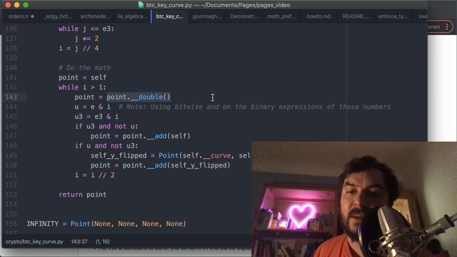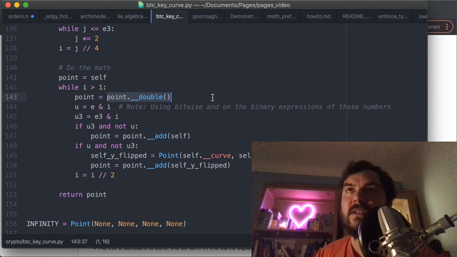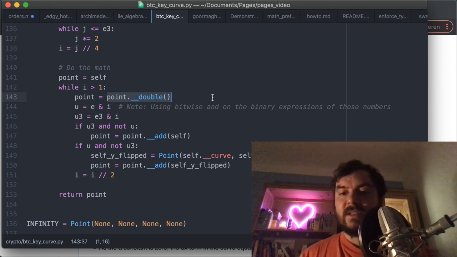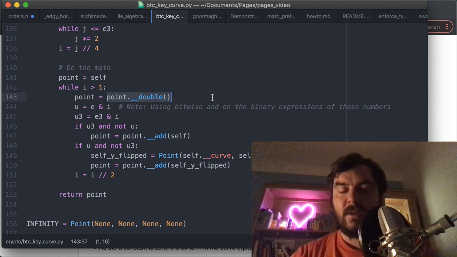So for example, if you pass the number 13, then it takes g and doubles it, 2g, then doubles it to 4g, then doubles it to 8g, and then it takes 8g and 4g, adds them together, gets 12g, and adds another g, then you have your point, right? So this computes exponentially fast your point, which is going to be the public key from this.